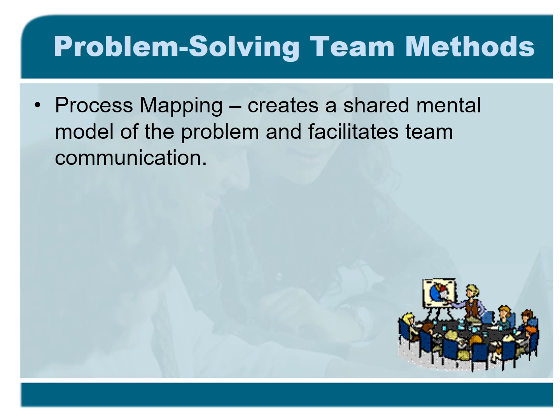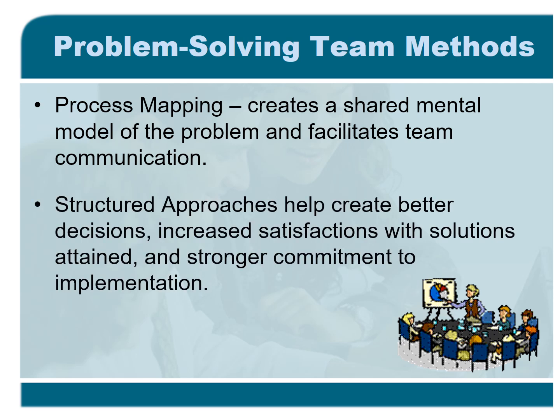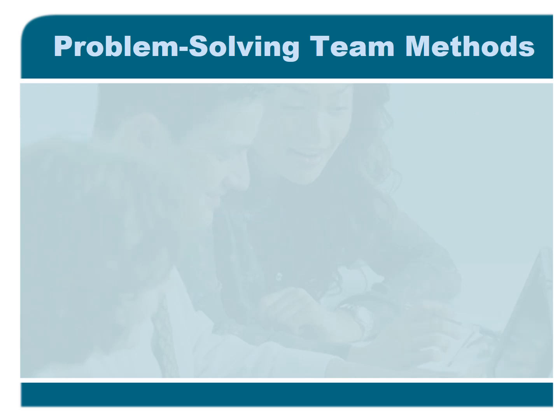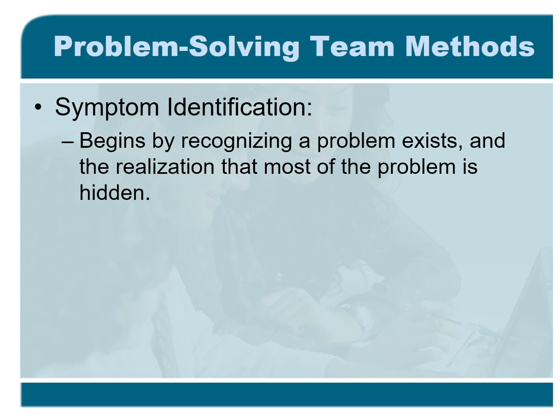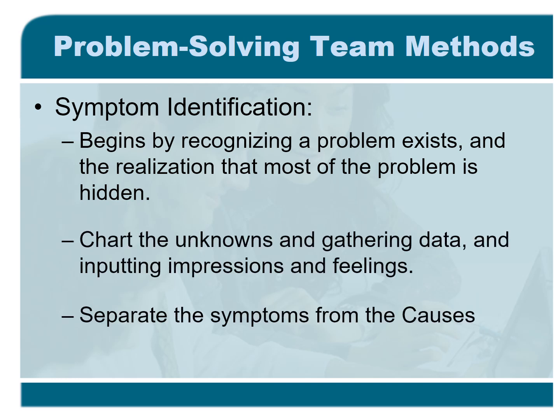Problem-solving team methods, like process mapping, create a shared mental model of the problem and facilitate team communication. A structured approach helps create better decisions, increased satisfaction with solutions attained, and a stronger commitment to implementation. Symptom identification begins by recognizing that a problem exists, and then the realization that most of the problem is hidden. Chart the unknowns and gather data, inputting impressions and feelings, but separate the symptoms from the causes.